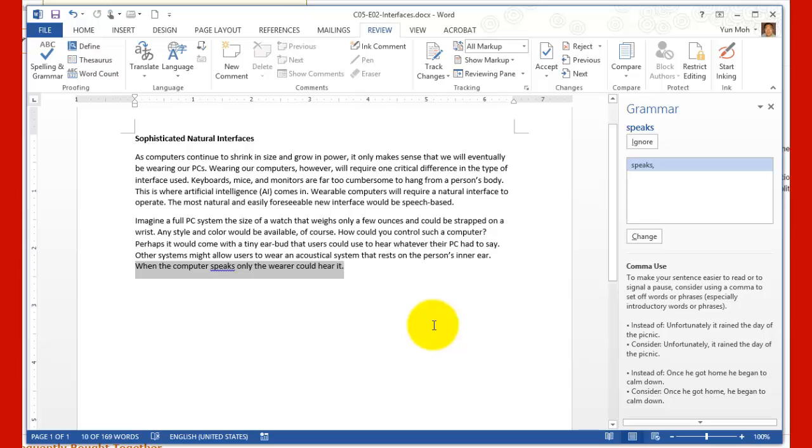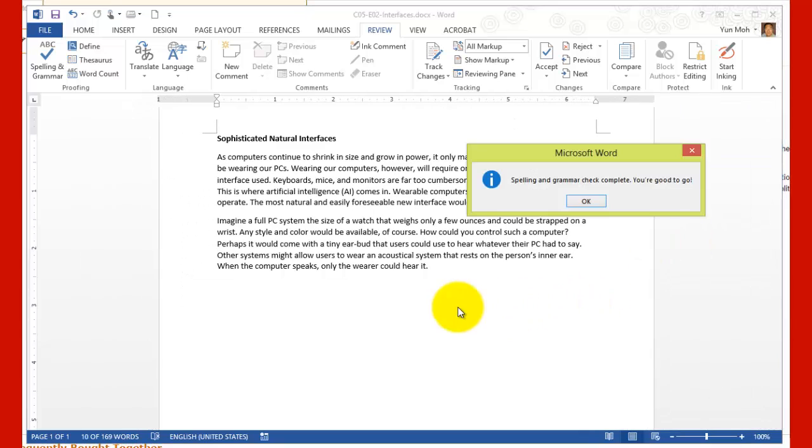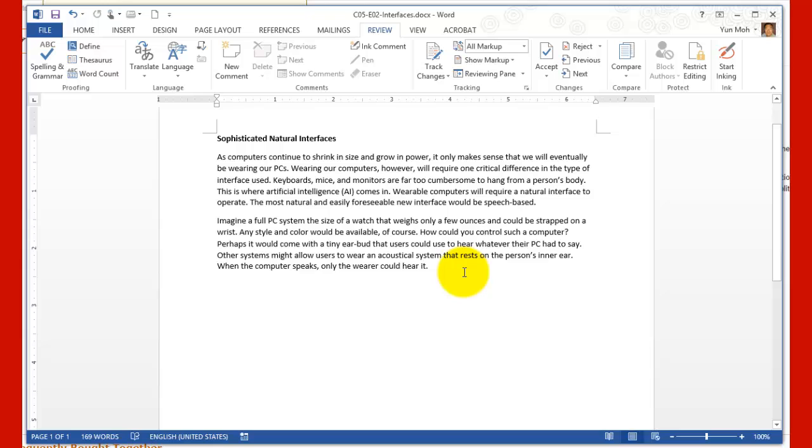And the next one would be when the computer speaks, only the wearer could hear it. When the computer speaks. So it is suggesting a comma, because that makes a little bit clearer sense. Yeah, sure, go ahead and click on change. Alright, so again, it's complete. Okay. And that's it.